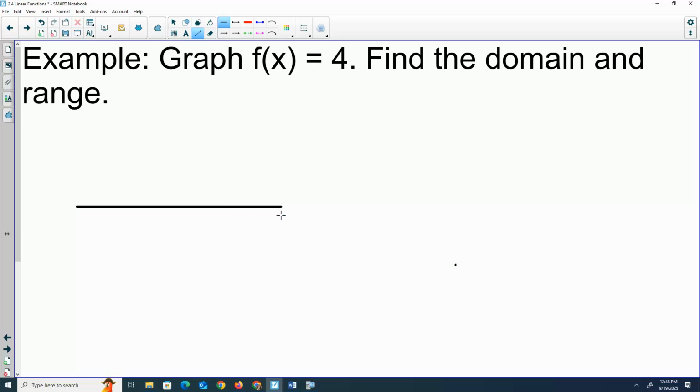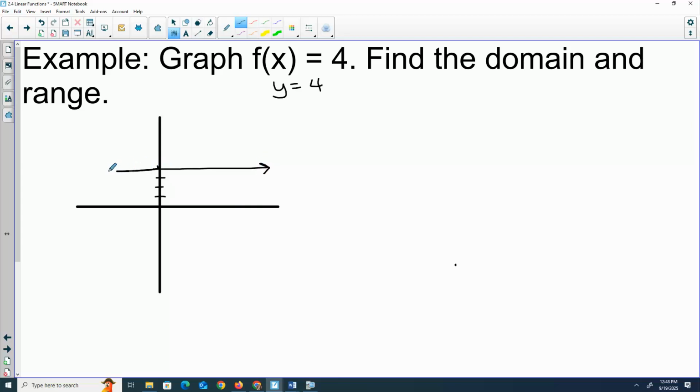This says f of x equals 4. F of x is the same as what variable? Y. So I'm saying y equals 4. There's no x. So y equals a number is a horizontal line. What's the domain of that? What would be my range?